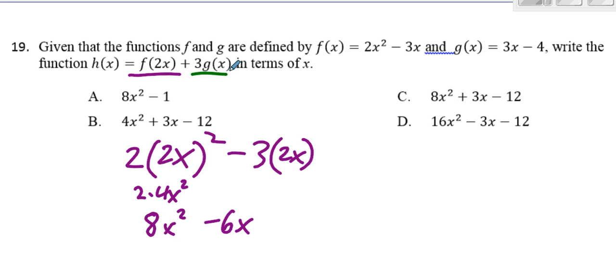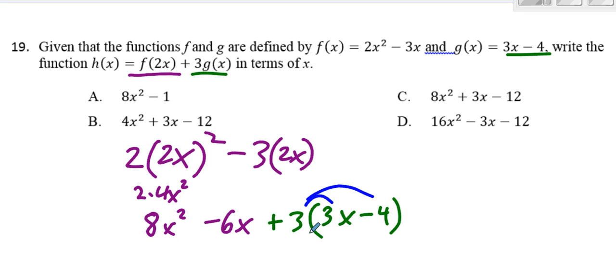3 times g of x means you're going to take g and multiply the whole thing by 3. The whole thing, 3x minus 4, the whole thing times 3. Distribute that, you get 9x minus 12.